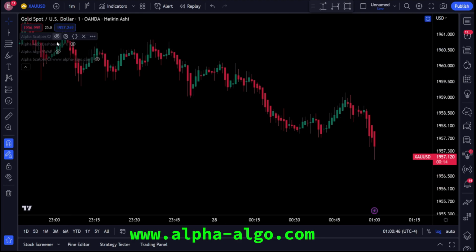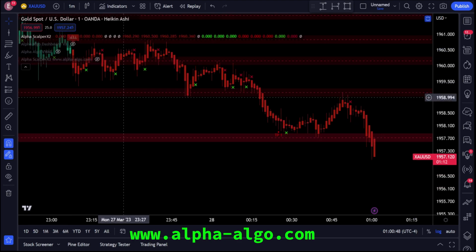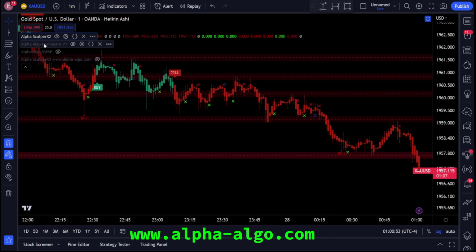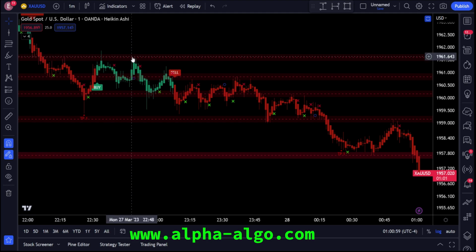Our next edition is obviously going to be our Alpha version 6.0. That was the original name, Alpha Algo version 6.0, but now we changed it to Alpha ScalperX2. What does X2 stand for? X2 stands for strategy 2.